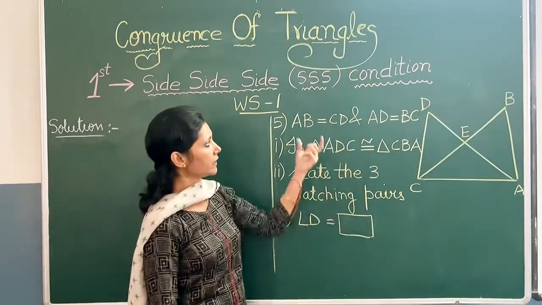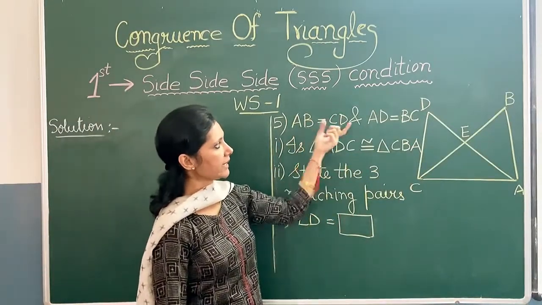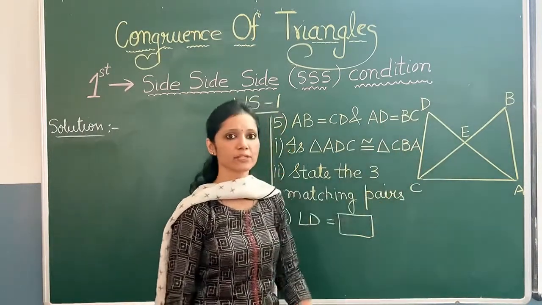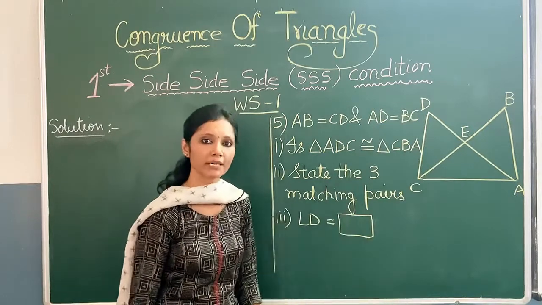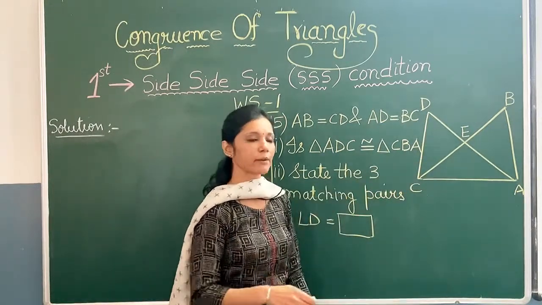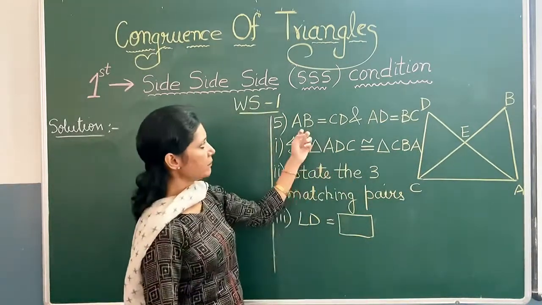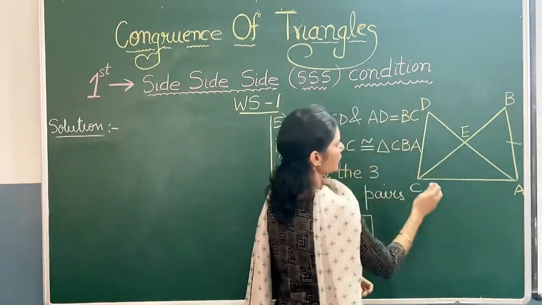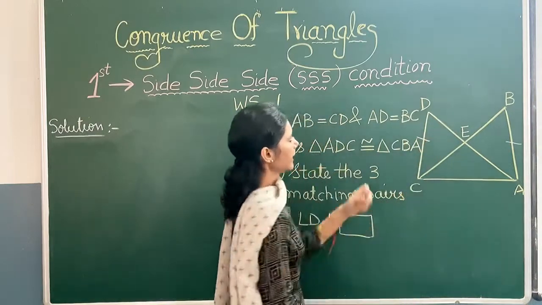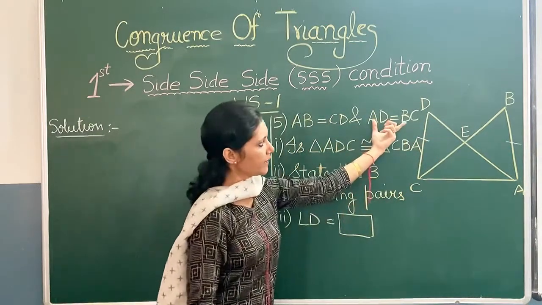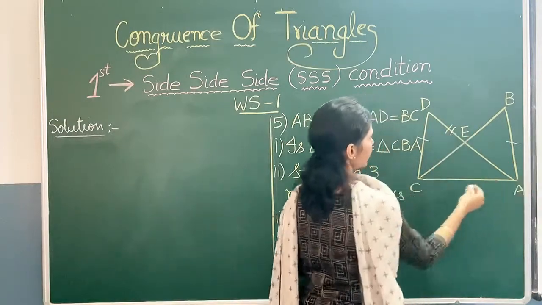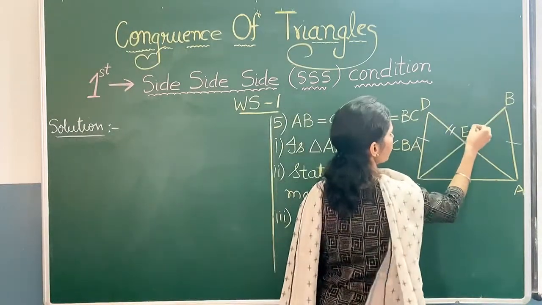In the given figure, AB is equal to CD and AD is equal to BC. So as you can see, the matching parts or the equal parts are not being marked in the diagram. So our first step would be to mark them. So AB is equal to CD. AB, this is equal to CD, this side. And AD is equal to BC. AD, that means this side, this complete side, is equal to BC, this side.